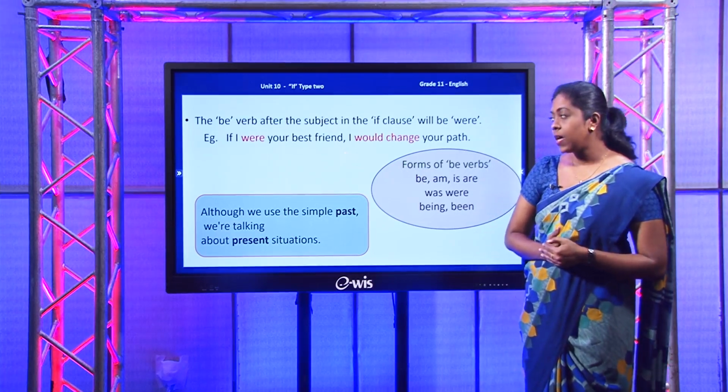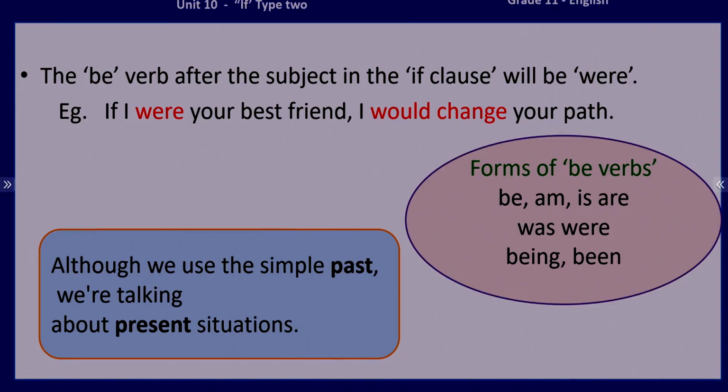Look at the example. If I were your best friend, usually we say I am if it is present, we say I was if it is past, but here it's different. Okay, this happens only in if clause type 2. Please remember, if I were your best friend, I would change your path. Right? And also remember that even though we are using a simple past verb, we are talking about the present situation, because I told you that this is imagination.